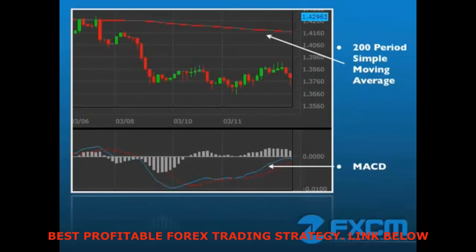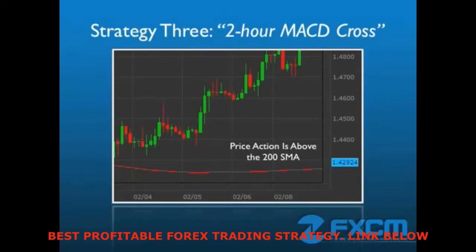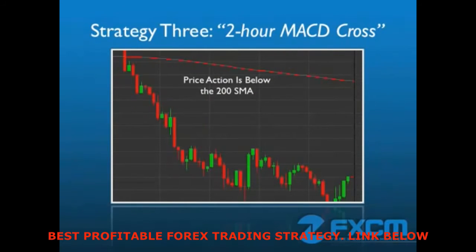to identify trend changes. If the price action is above the 200-period moving average, like it is here, the pair is currently in an uptrend. If the price action is below the 200-period moving average, like it is here, the pair is currently in a downtrend. That's really the only purpose of the moving average indicator in this strategy.